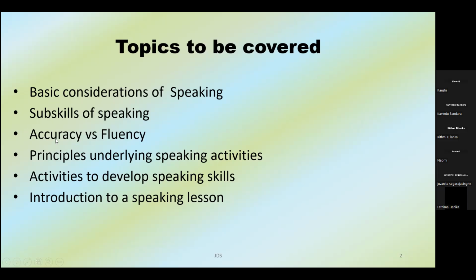Right. Then you have the two concepts, accuracy versus fluency, right? So under speaking, we look for fluency. And when it comes to the writing skill, we focus more on accuracy, right? So it doesn't mean that you can ignore accuracy when it comes to speaking skill. You need to be accurate, but the predominant focus is on fluency.